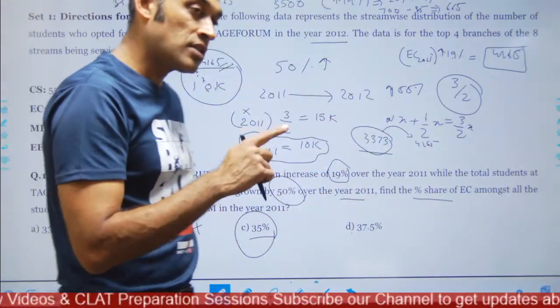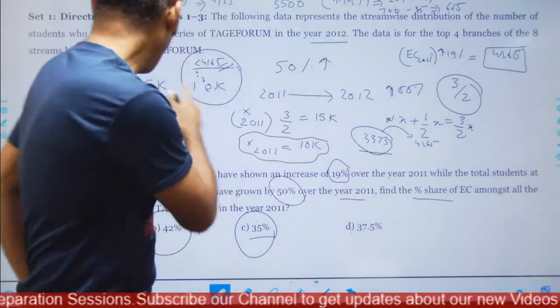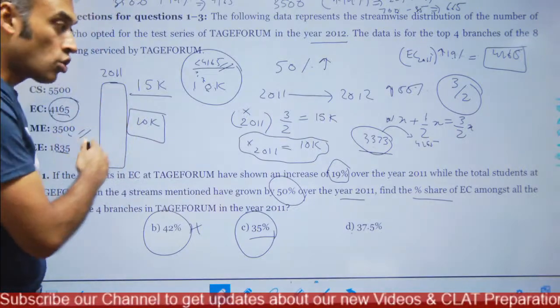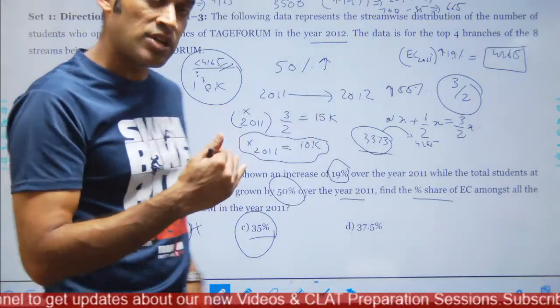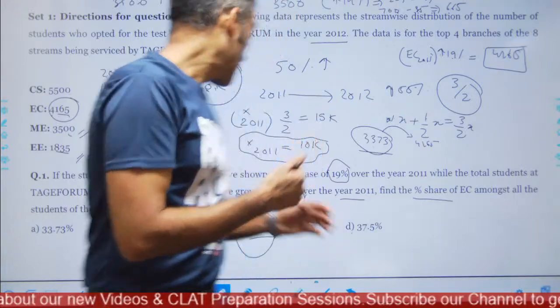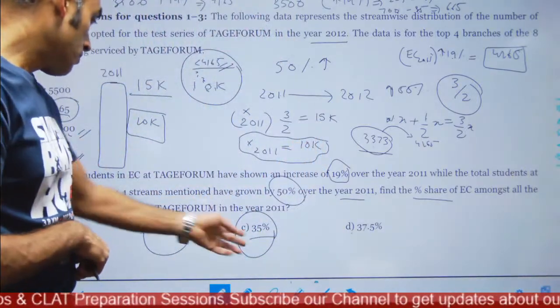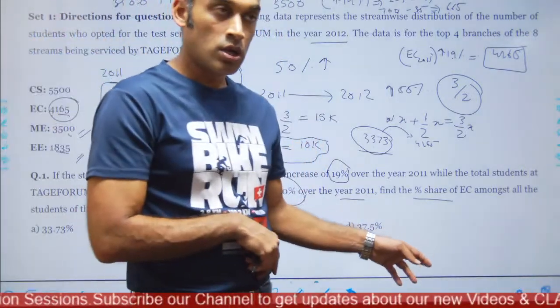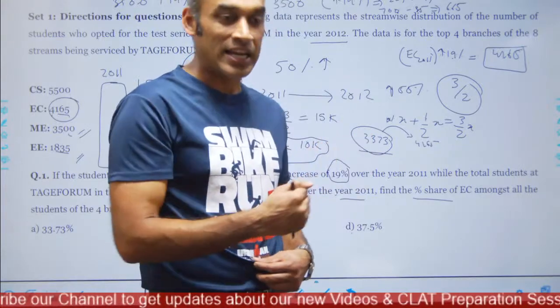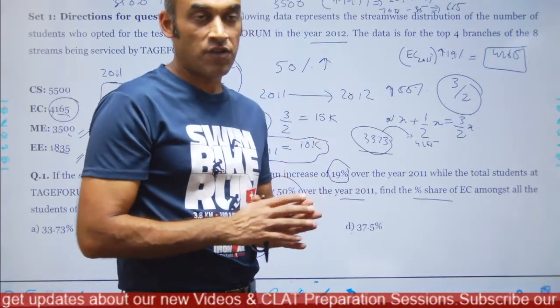So if it were more than 19%, my option would be smaller than that. And similarly, if we take a value more than 3,500, let's say 3750, then I need to grow by less than 19% to reach 4165.